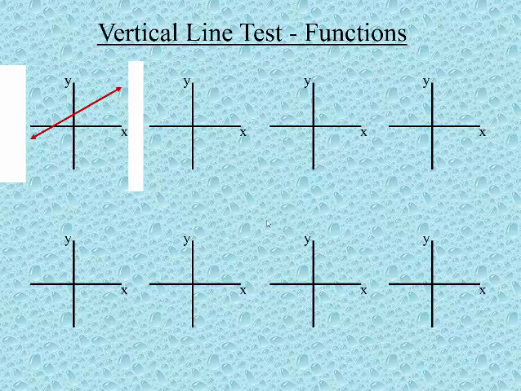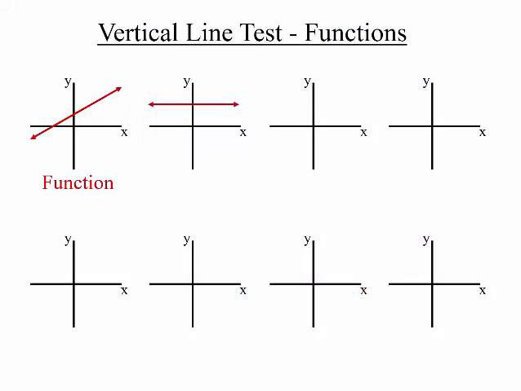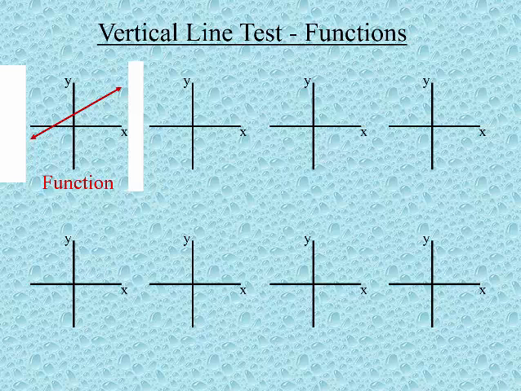Let's talk about the vertical line test for functions. All right, so you got this graph here. The vertical line test says if any vertical line passes through a graph more than once, it is not a function. If it passes through a graph at only one point, it is a function. So suppose I have this graph here. Is this a function? Well, watch as I do a vertical line through it. Any vertical line will only go through it once, so it is a function.